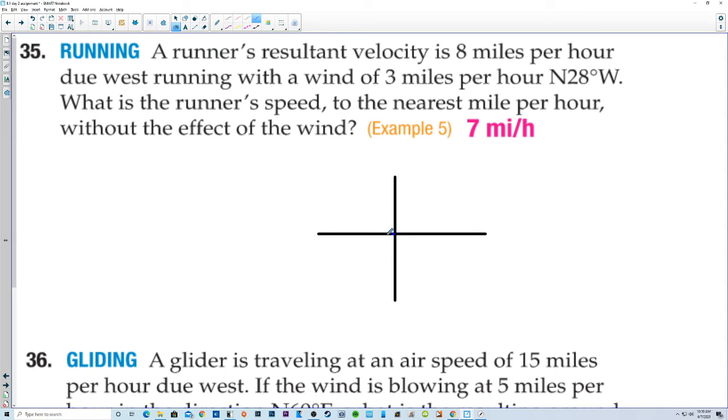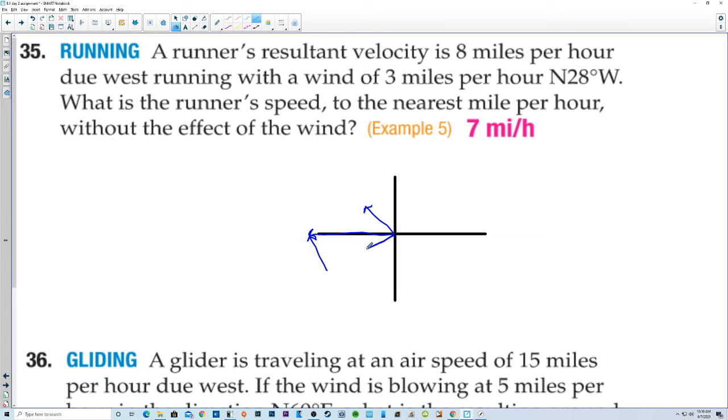The runner is headed straight west, this way. Now, if the wind is pushing... Let's see, how should I do this? The wind's direction is actually this way, but we'll go end to end here. And it's actually pushing the runner like that.